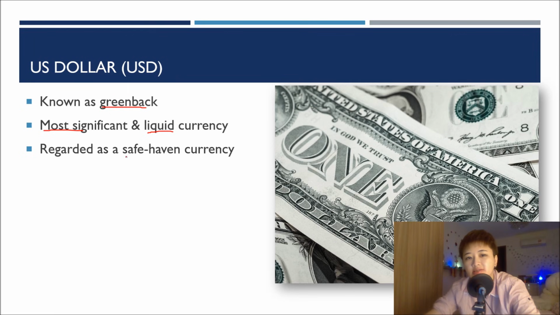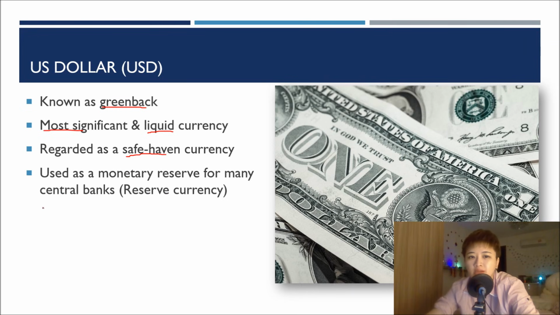Some people see it as a safe haven currency, but after the financial crisis, the dollar's safe haven status is not as good as compared to pre-2008. But overall, because most investors still perceive the dollar as something that's safer compared to other countries, sometimes you see that when times are bad, investors would still flock to US treasuries, US securities, and it's used as a monetary reserve for central banks. So it is one of the major reserve currencies.